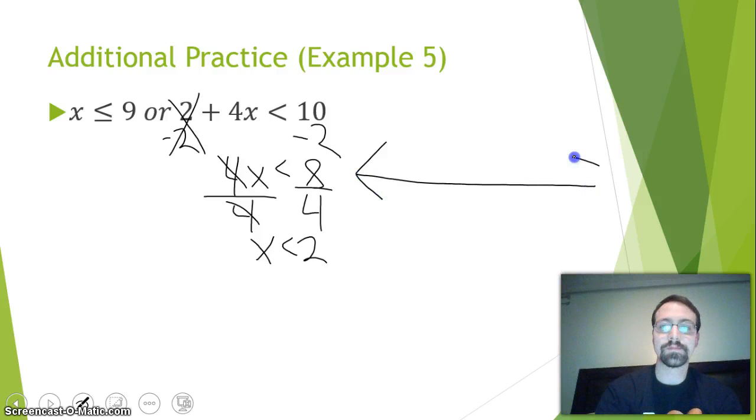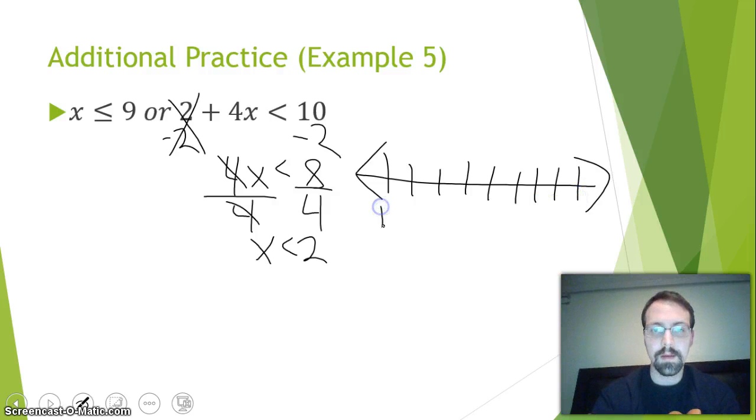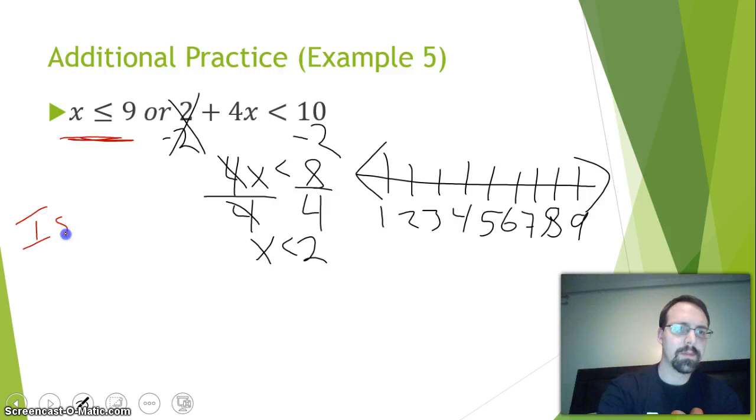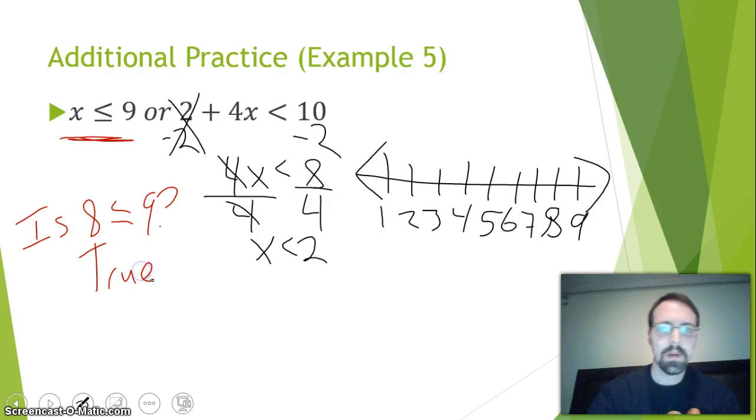So for my number line, need to make sure I've got both. It's the weirdest 8 I've ever made. I need to have both 2 and 9. Here's an example of when this is a little bit weird. Sometimes your ors will do this. So I'm going to go ahead and graph the left one first. I'll use red. So is 8 less than or equal to 9? That's true. So 9 is going to be a closed circle, and it goes to the left.